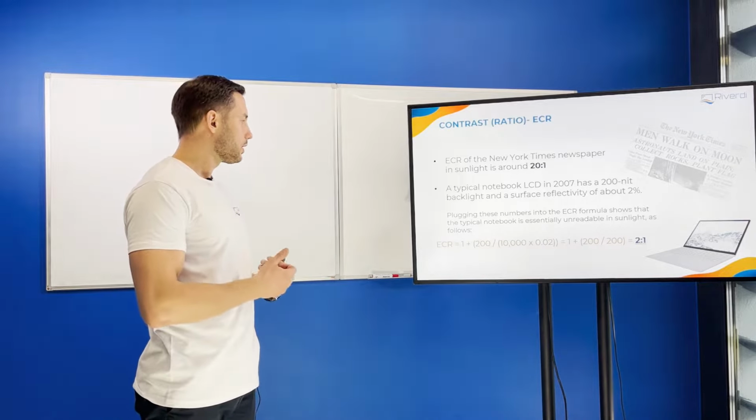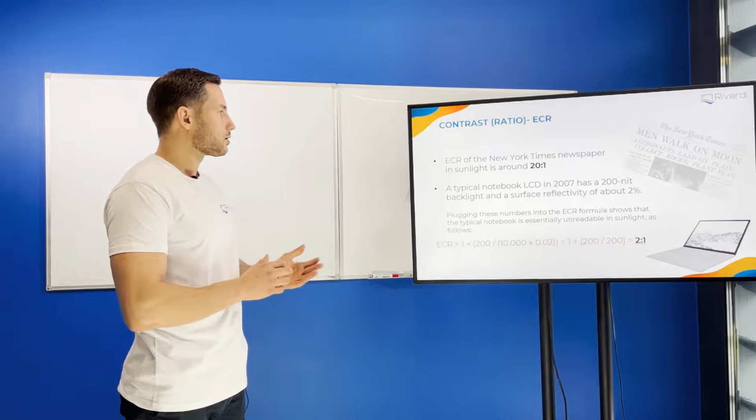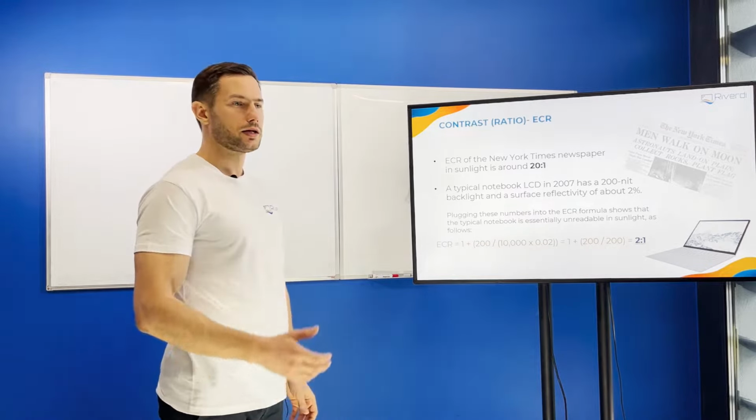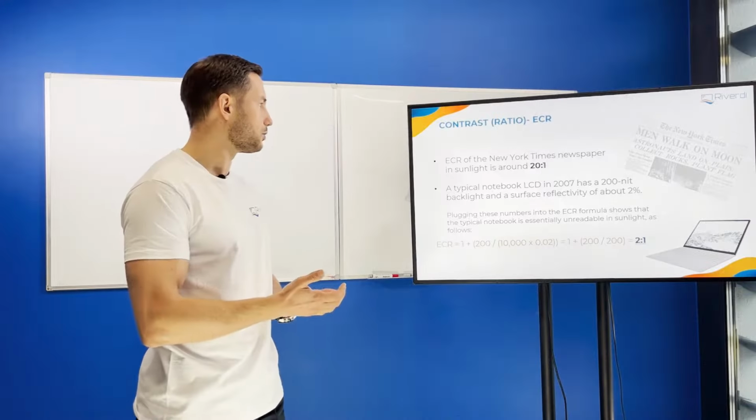So here we have a little bit more, some calculations. If we take the typical newspaper, we can expect contrast 20 to 1 in the sunlight, which is very low. But it's perfectly readable, and we would say that the newspaper is one of the best that you can see and clearly read.